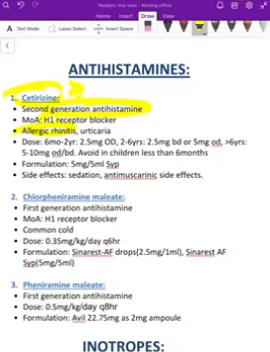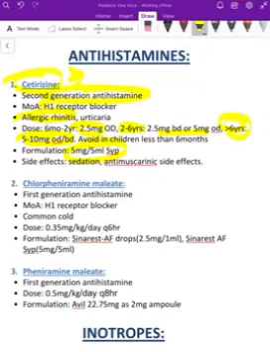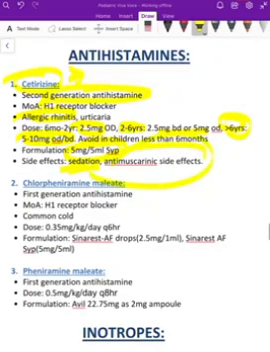Dosage: if it is 6 months to 2 years, it is 2.5 mg OD. 2 to 6 years, it is 2.5 mg BD or 5 mg OD. If it is more than 6 years, then it is 5 to 10 mg OD or BD. Okay, it is usually avoided in children less than 6 months. Formulation is 5 mg per 5 ml syrup. That is how it is available. Again, side effects of almost all the antihistamines will be sedation, though it has lesser sedative effect as compared to first generation, and antimuscarinic effect as well.